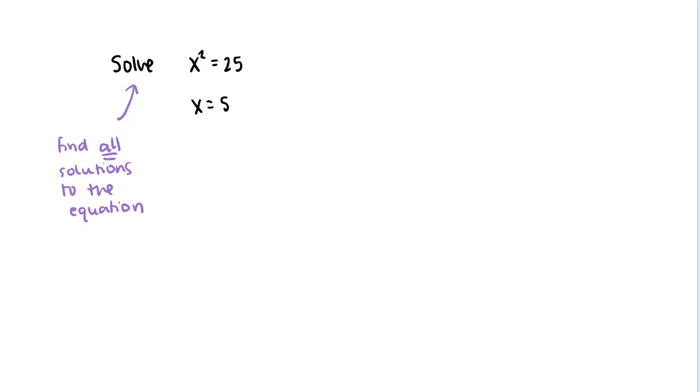How can we verify that? If we replace 5 in for the x variable in our equation, well, 5 times 5 is 25. This equation is true. We've found a solution. But now we have to pause and remind ourselves that solving an equation means finding all the solutions to that equation, and we found one.